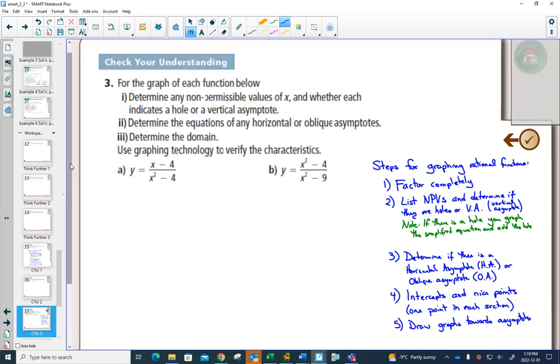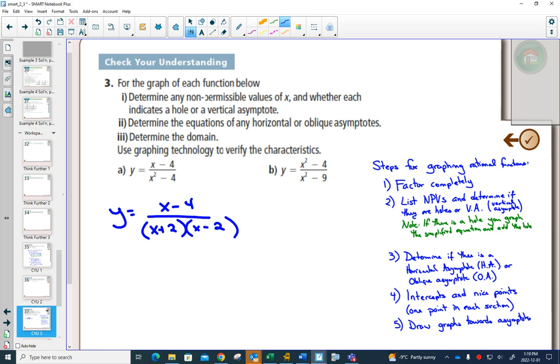Again, this question is asking you to find non-permissible values, determine all the equations, and determine the domain. What we're going to do is graph, and by graphing we answer all of those questions. So first of all, to graph we need to factor completely. The top doesn't factor, the bottom is a difference of squares, so you get x plus 2, x minus 2.